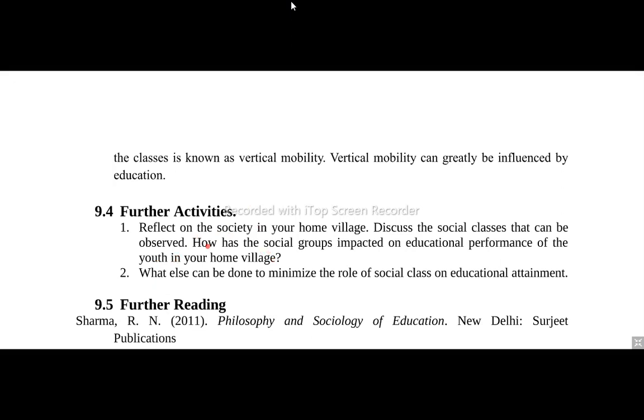Can you do these activities? Activities for that lesson. And with that, we come to the end of our lesson.